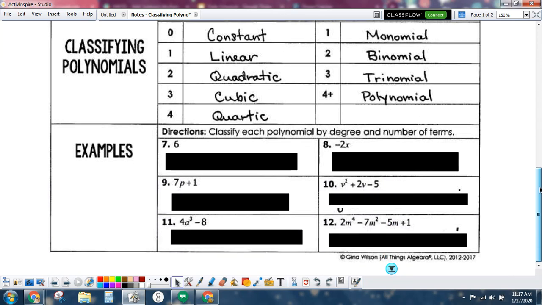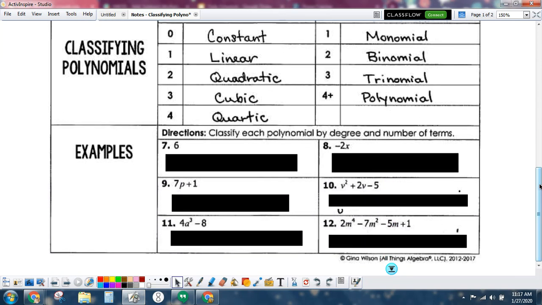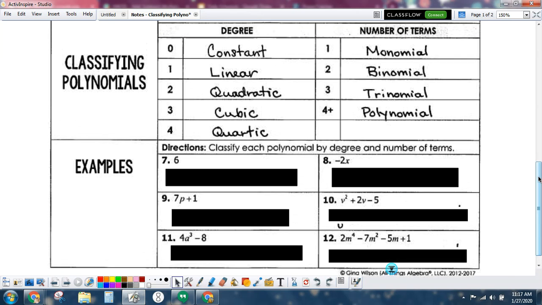So some examples. What you're going to do is take these and classify them by their degree and their number of terms. So for example, 6, there is no variable here, so it's like x to the 0.